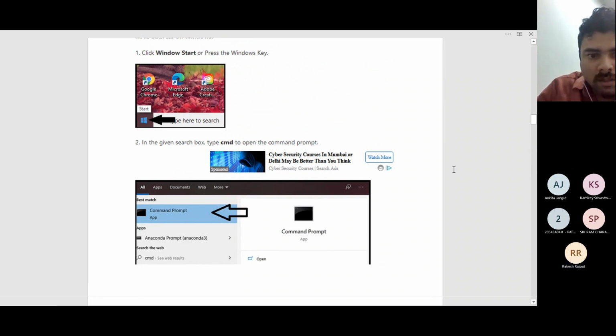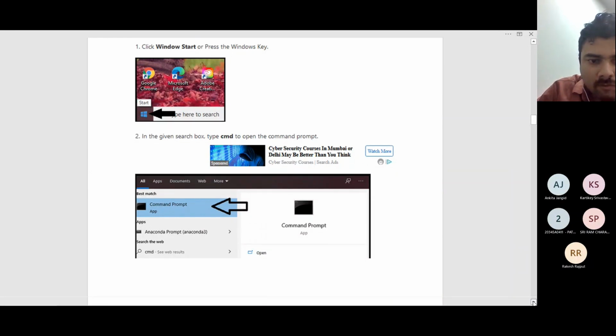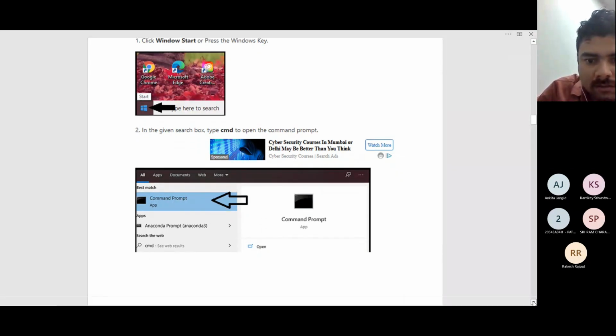Okay. So I think this is Windows 10 actually. Click on the start, then go to command prompt. That is, type CMD. This is the short form, CMD. That is a tool for ping activity, for searching the MAC address, for searching the IP address, anything.